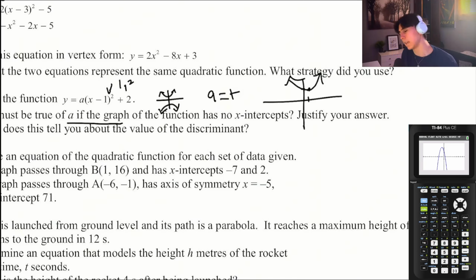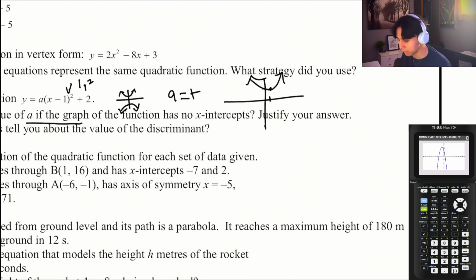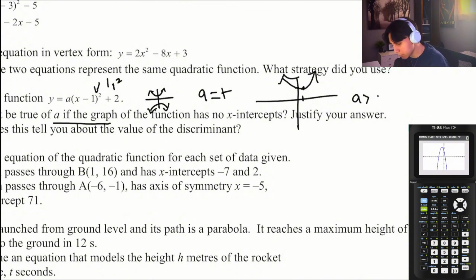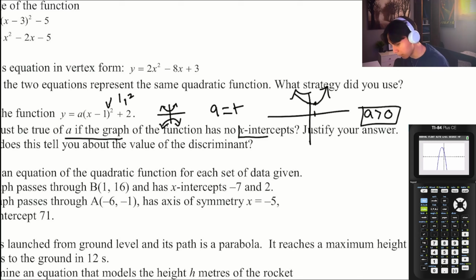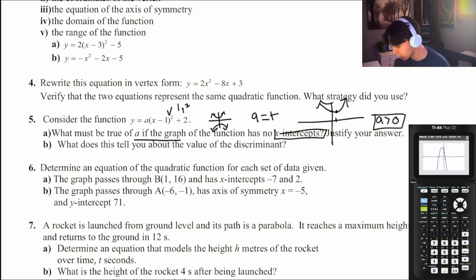But how can we say this in a different way? Technically this is right, but there's a way that we can express this so that it's more clear. a has to be greater than 0, because any number that's greater than 0 is positive. And the reason it's not equal to 0 is because if it were 0, then it would cancel out this whole thing here and we would just get 2, which is a straight line. So it cannot equal 0. But basically this will be your answer for where a has to be to give us this function with no x-intercepts. And that is how you do question number 5.